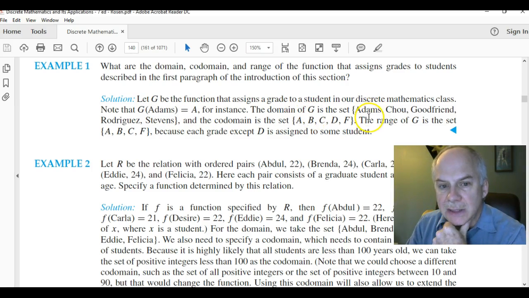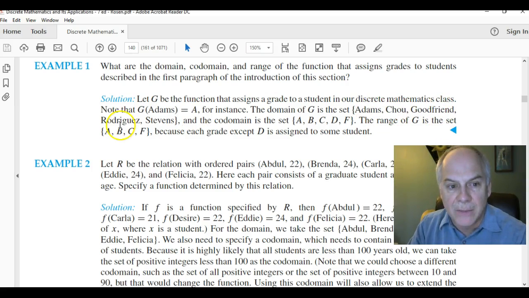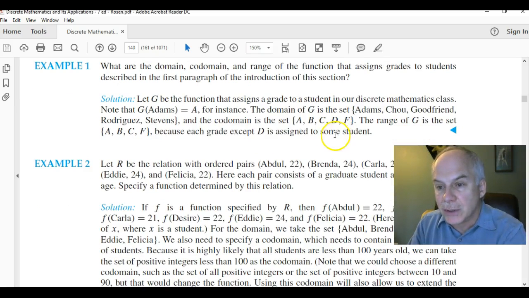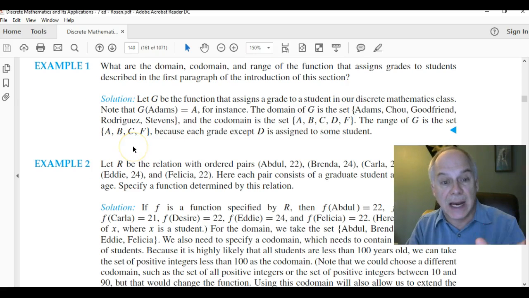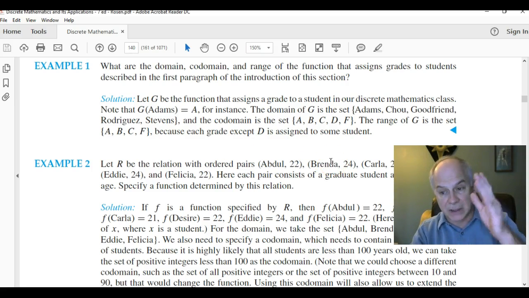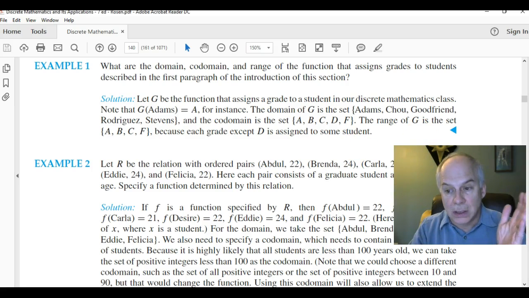The domain of G is the set of students. In this case, the names of the students were Adams, Chow, Good Friend, Rodriguez, Stevens. And the codomain is the set of possible grades, A, B, C, D, F. But the range of G is the set of grades that were actually assigned. So no one got a D, and so the range is A, B, C, and F, because each grade except D is assigned to some student. So you understand that the codomain is the possible ones that could be, while your range is the ones that actually were images of the domain values.